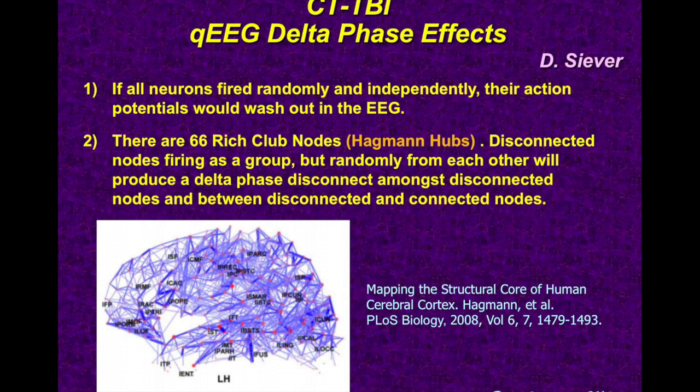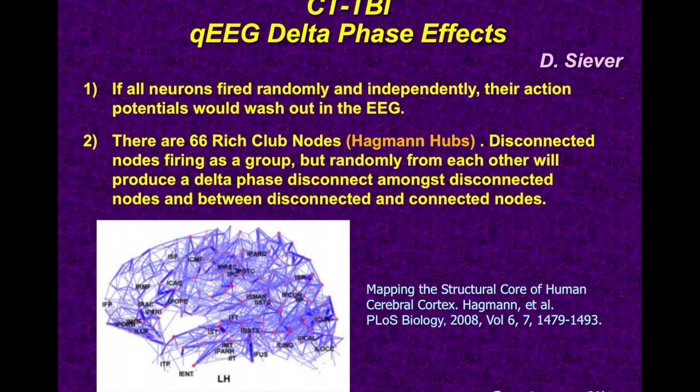And what I propose is that the rich club networks or nodes are firing. We can see in this little picture here the rich club nodes, which are also known as Hagmann Hubs. These are clusters of neurons that are heavily networked around the brain, and they provide important functions and tasks within the brain. But as clusters of neurons, what I propose is that when one neuron in the cluster fires, it triggers the remaining neurons in that cluster to fire as well.